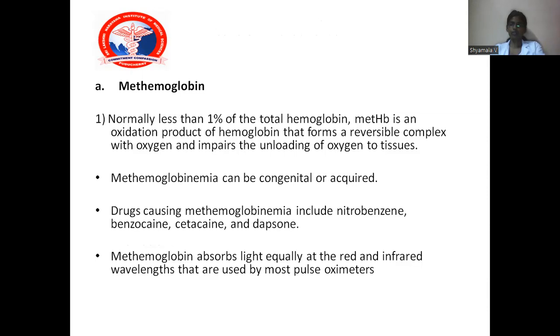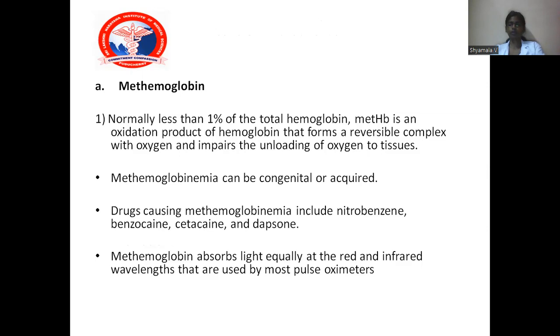Methemoglobinemia: normally the level is less than 1% of total hemoglobin. It is an oxidation product of hemoglobin that forms a reversible complex with oxygen, which impairs the unloading of oxygen to the tissues. Methemoglobinemia can be congenital or acquired.